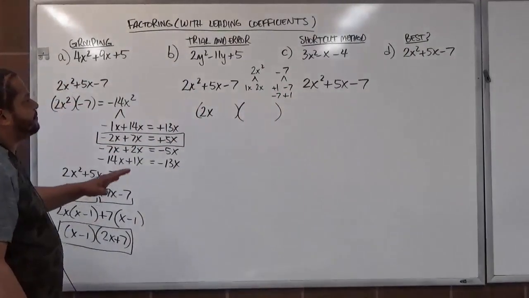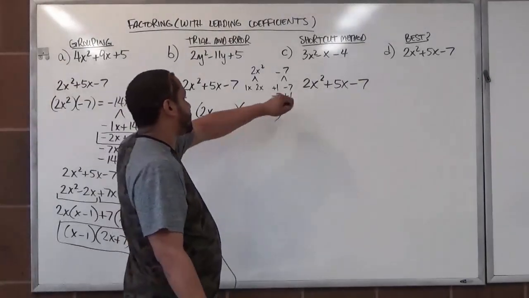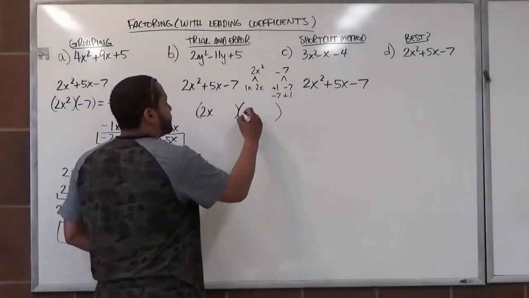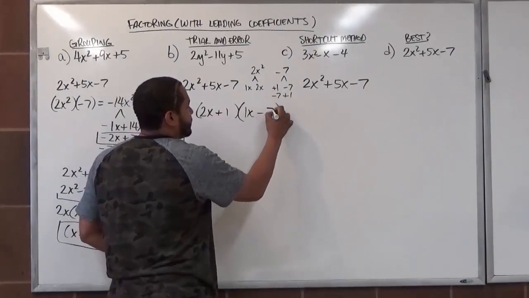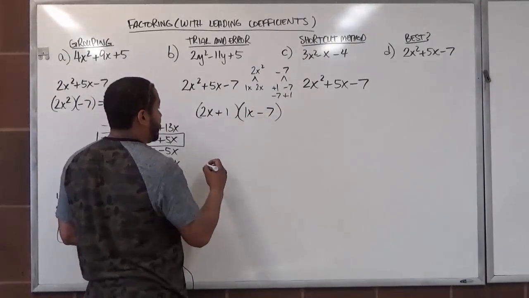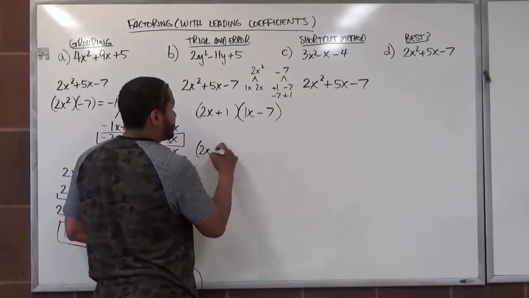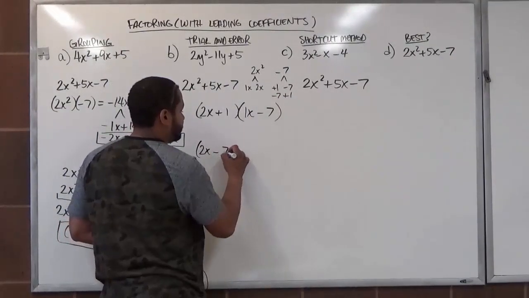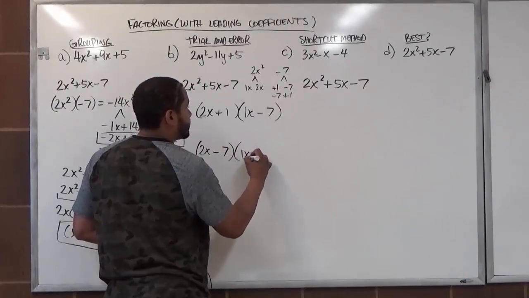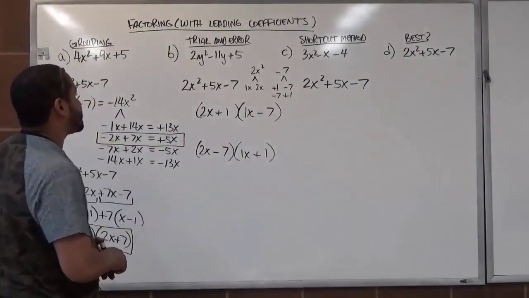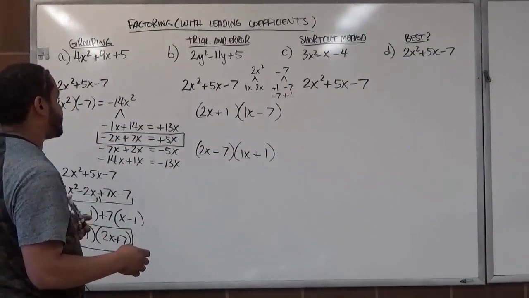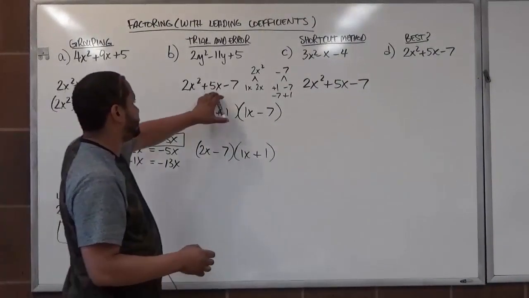So we're going to try to mix and match these to see which one works best, right? So we'll start with 2x and 1x. And here we have positive 1, negative 7. The second set we also have is 2x and minus 7, and 1x and plus 1. And we see which one of these gives us a middle term that has a positive 5 on it.